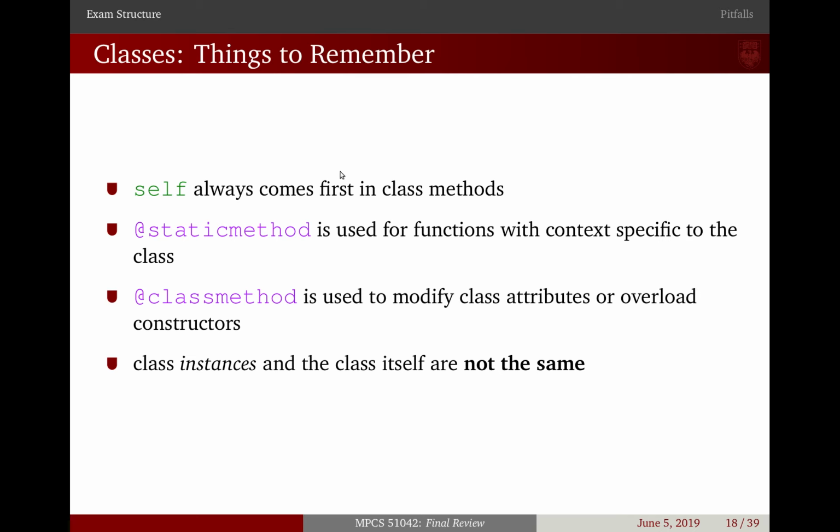Right, so this is kind of a recap of everything that we just talked about, but self always comes first in our class methods unless you have it decorated with a static method or class method. And class instances, so self in our Python convention and the class itself are not the same.